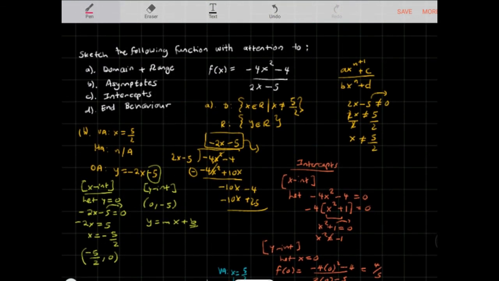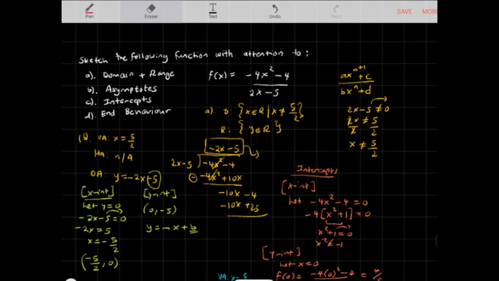of our rational function, where the degree of the numerator is 100.